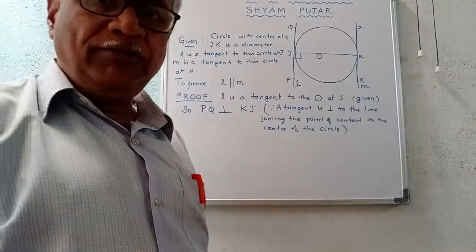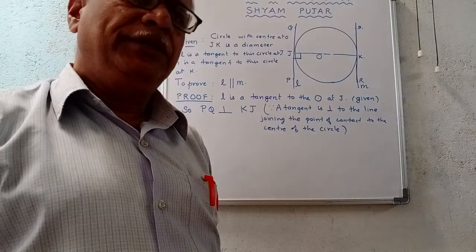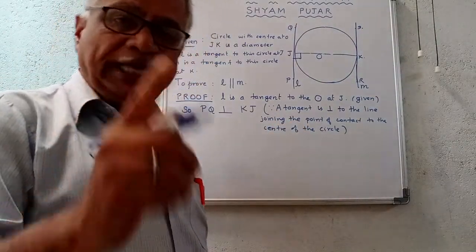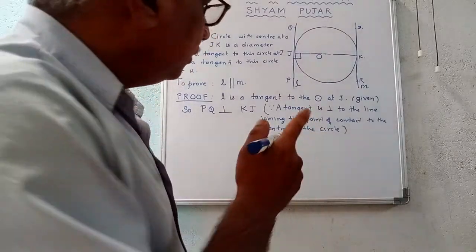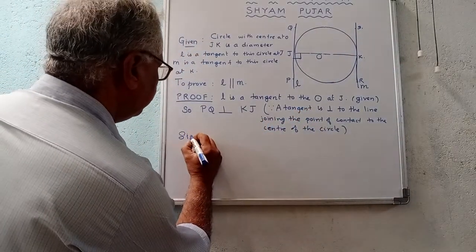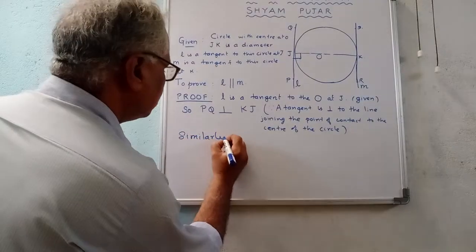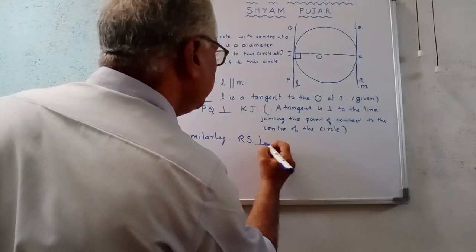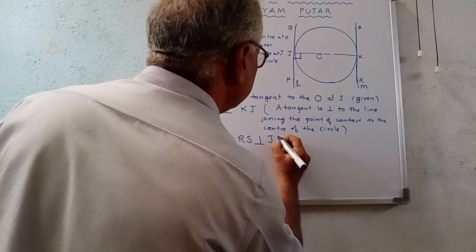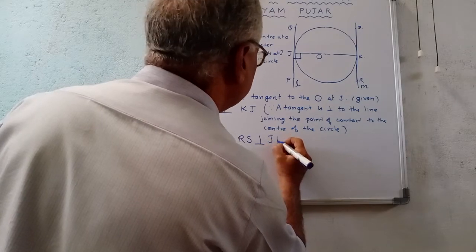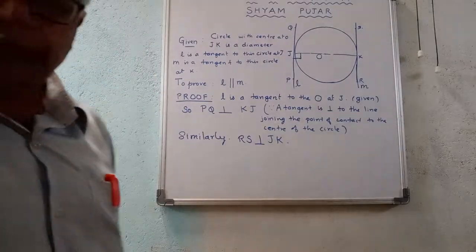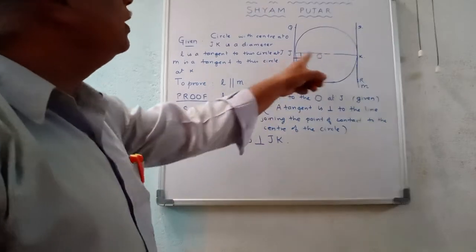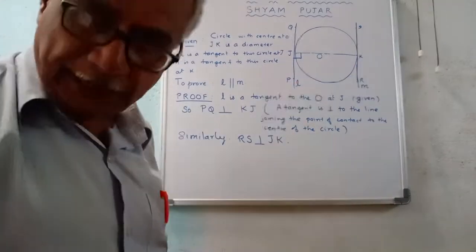Similarly, the second time when we repeat an exactly similar statement, we may not be required to give the entire proof. So I'll say similarly, along the same lines, RS is perpendicular to JK. Now observe these two. PQ is perpendicular to KJ. RS is perpendicular to JK.